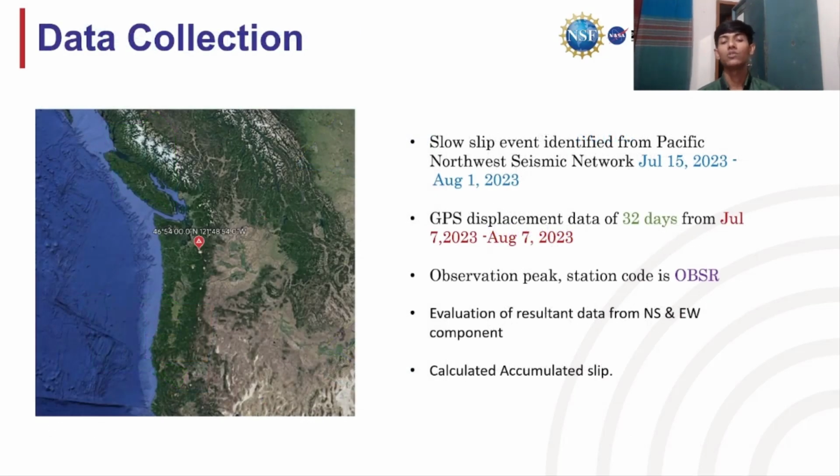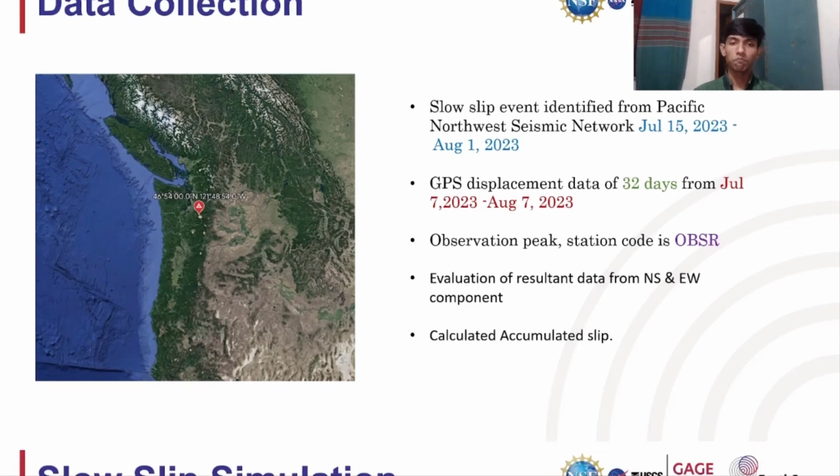Before data collection, we had to identify a slow slip event, which we identified from the Pacific Northwest Seismic Network, which was from July 15 to August. Then we evaluated the resultant data and then calculated accumulated slip.